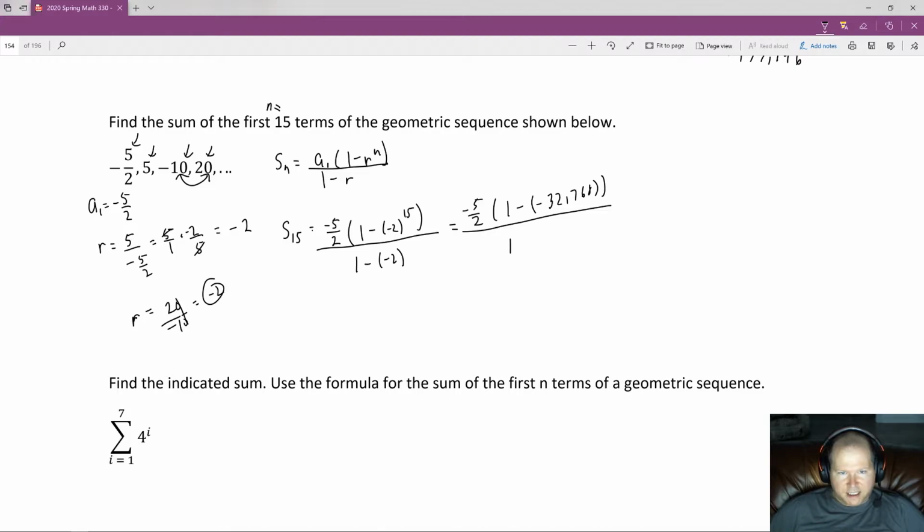And then 1 minus negative 2 is the same as 1 plus 2, right? So that would give us a 3. So we have negative 5 halves times 1 minus a negative 32,768, which is a plus. So we end up with positive 32,769 all over 1 plus 2, which is 3, which is negative 54,615 over 2.